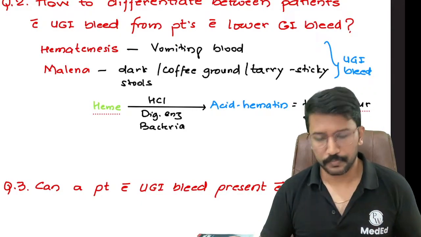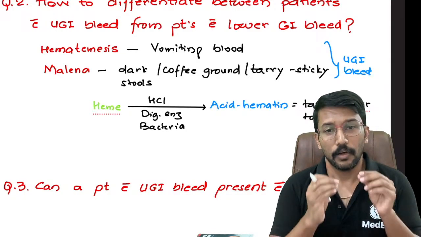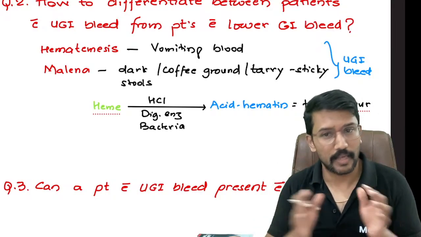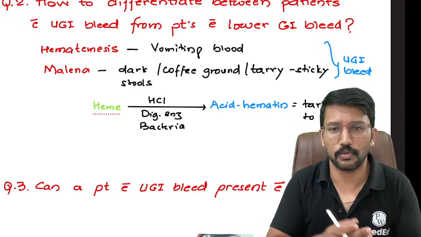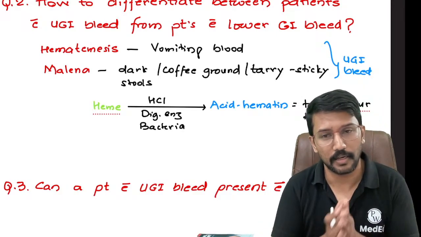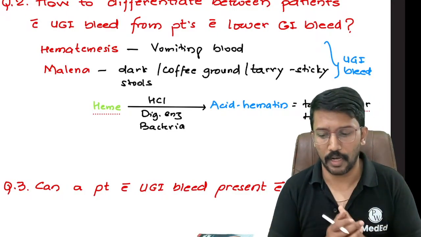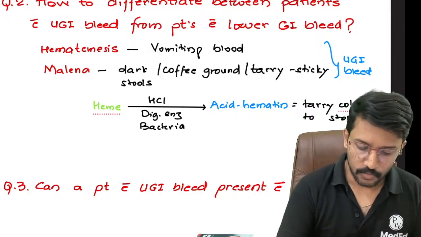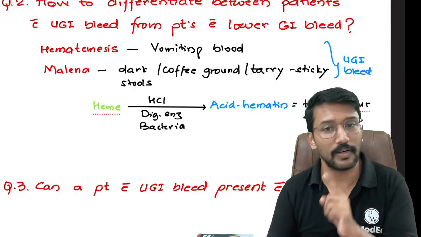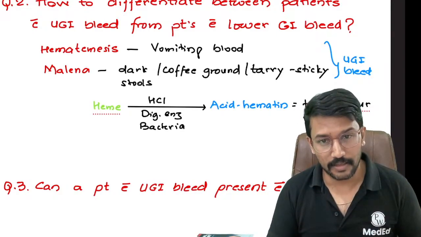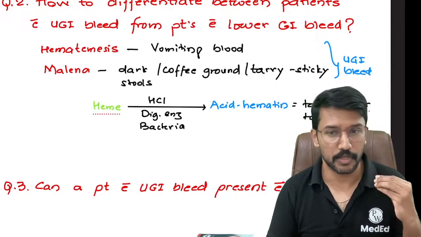Okay. Now, Nilanjan, absolutely right. There's a point to note here. For this heme to get converted to acid hematin, it has to spend sufficient time in the gastrointestinal tract because it has to be acted upon by hydrochloric acid, digestive enzymes, and bacteria. How much time should it spend in the GIT? It has to spend at least 12 to 14 hours. So when it spends around 12 to 14 hours in the GIT, the heme gets converted to acid hematin, and then you will see the melena. If it is not spending so much time in the GIT, if it is getting transferred to the lower GIT quickly, you will not see melena even when the source of bleeding is in the upper GIT, right?